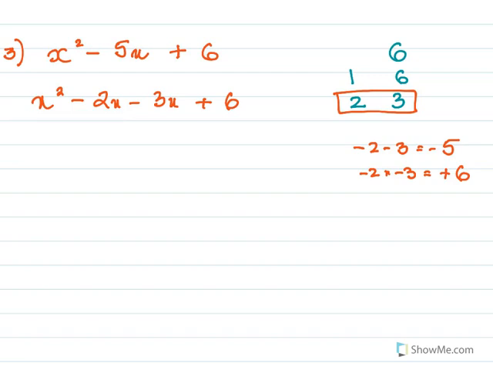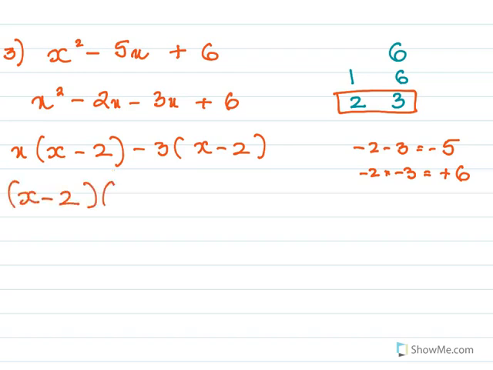The common out would be x. What remains inside is x minus 2. Here, the common out would be minus 3, and that would be x minus 2. Now we take x minus 2 common out from both. So here we have x minus 2, and what remains here is x minus 3.